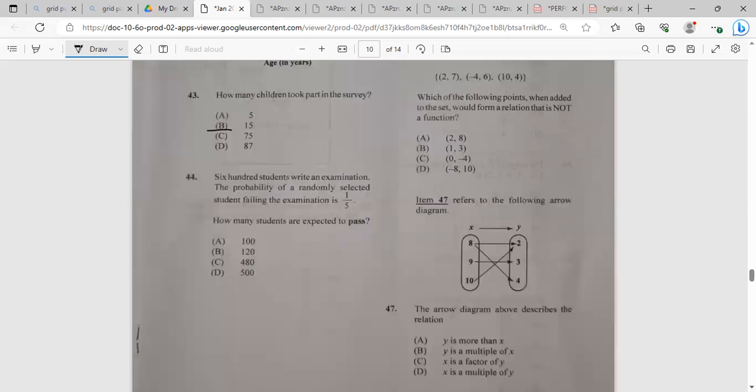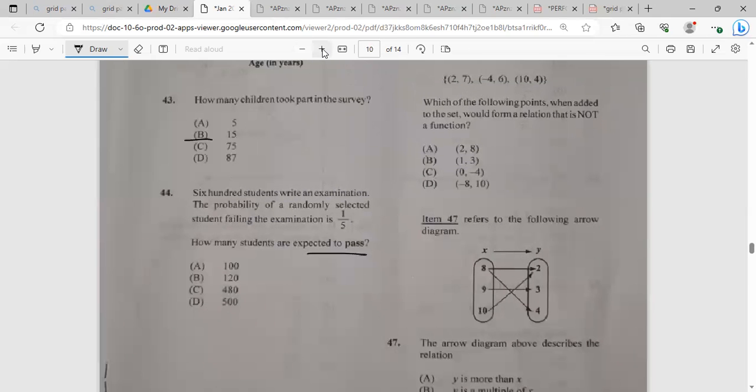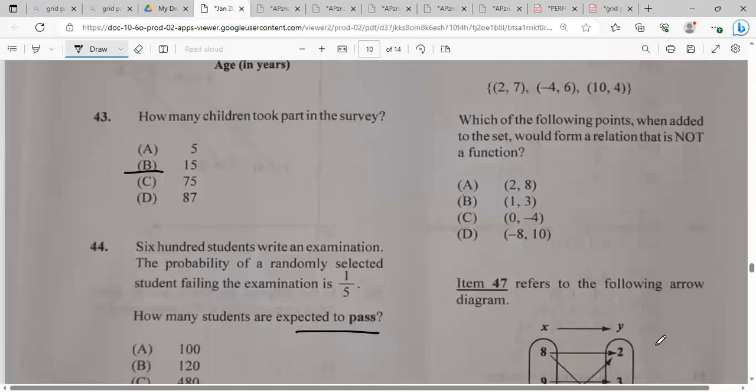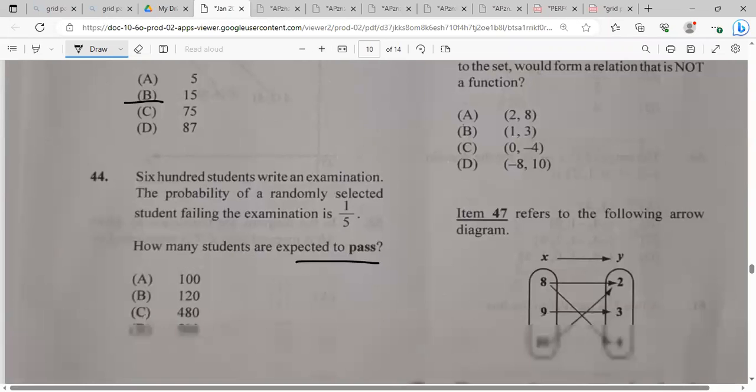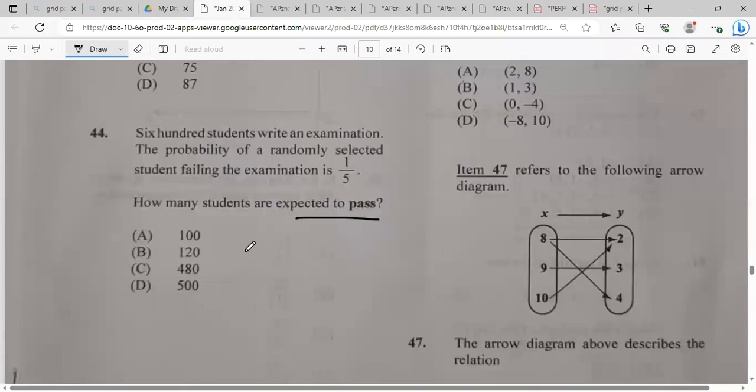44. 600 students write an examination. The probability of a randomly selected student failing the examination is 1/5. How many students are expected to pass? So if you expect 1/5 to fail, that means you expect 4/5 to pass, since we subtract that from 1 to get that, right? So it's 4/5 expected to pass. And the total is 600 students. 5 into 6, 1, 5 into 10, 2. So that's 120 times 4, which is 480.